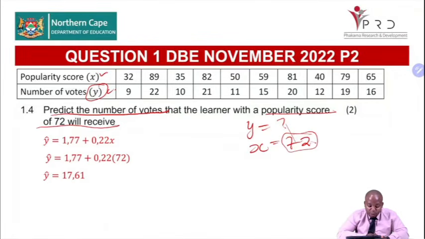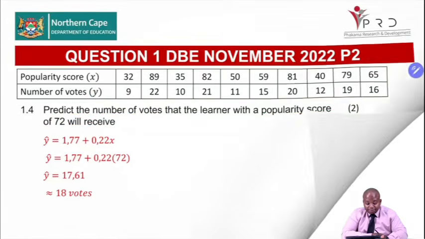Then I find my Y to be 17.61. So my prediction of the number of votes that a learner with a 72 popularity score will get will be 17.61 votes, and that is approximately 18 votes.